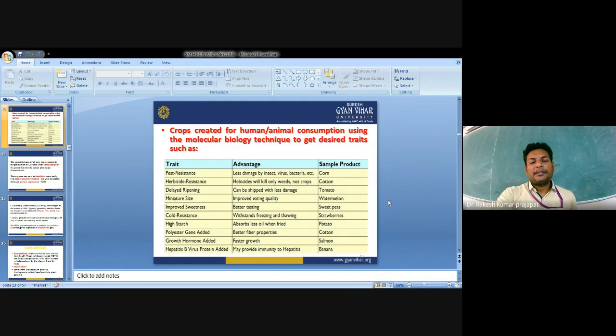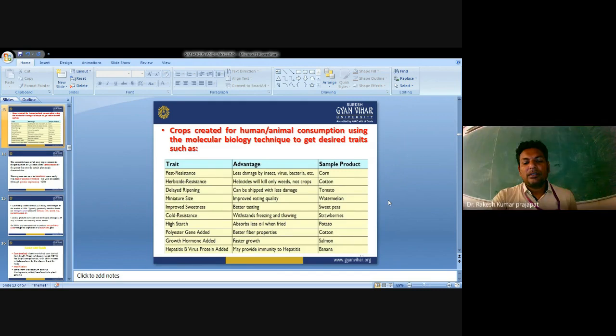Improved sweetness, like sweet pea, and removal of bitter taste. Cold resistance, such as strawberries resistant to freezing and thawing. High starch content in potatoes, which absorb less oil when fried. A polyester gene is added to cotton for better fiber properties. Growth hormone is added to salmon so they grow faster.